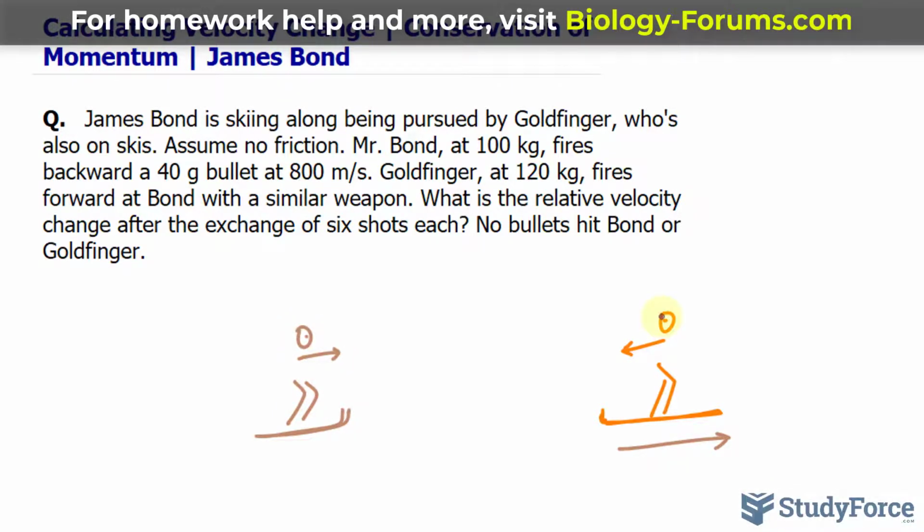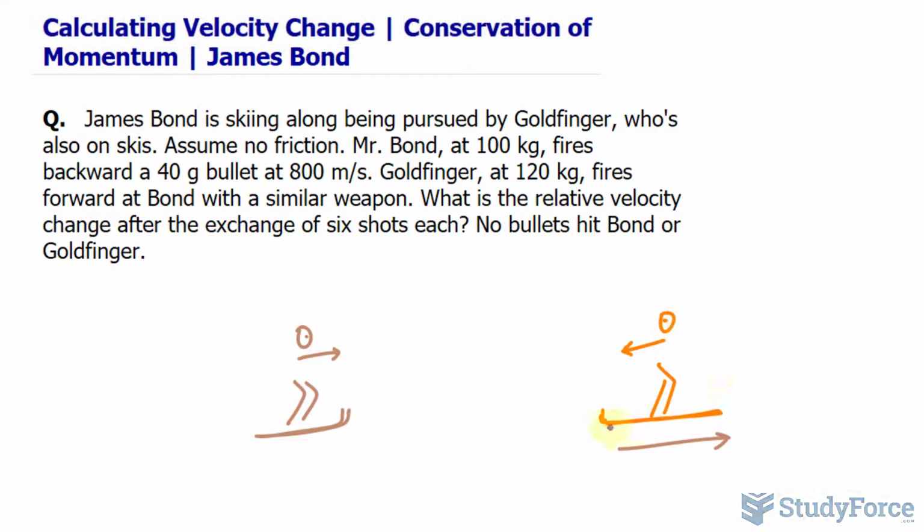Just from this illustration alone, if James Bond is moving in this direction and he's shooting a gun, firing in this direction, the gun will push him forward. Whereas the opposite is true for Goldfinger. If he is shooting his weapon and the bullet is traveling this way, the gun will push backwards and make him slower. So just from that, we can tell that the distance between these two people will increase after more shots are taken. Now, how can we use the conservation of momentum formula to help us with this problem?